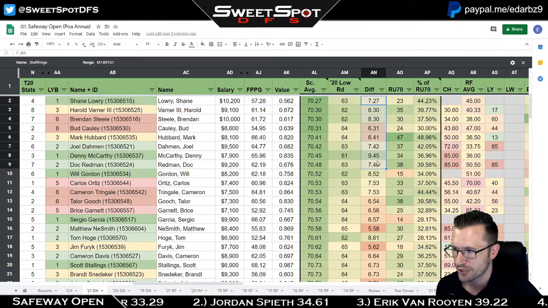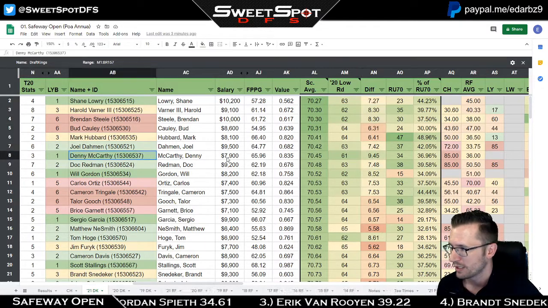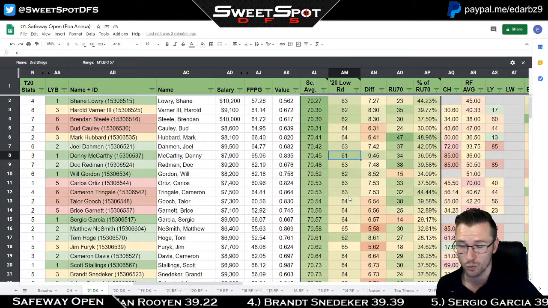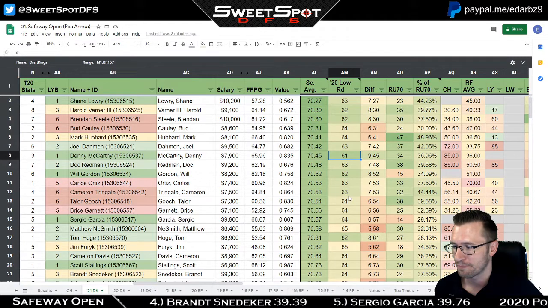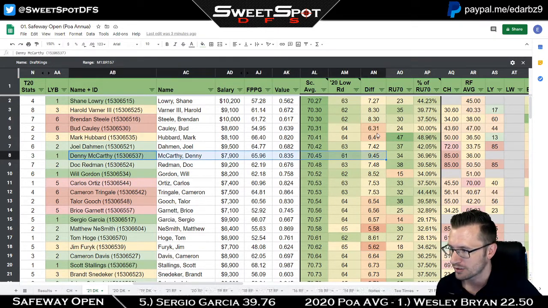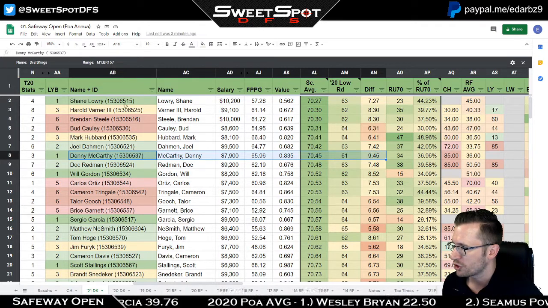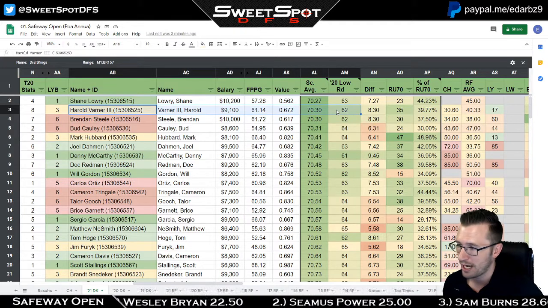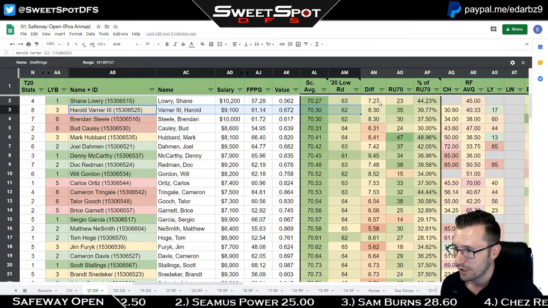I want that to be low as well. I want this differential to be as high as possible. Like Denny McCarthy has the possibility of going really low. And that's something I would be looking for in this. So I guess your notable golfers, Shane Lowry, I like quite a bit. A lot of people like Harold Varner III. I don't blame them. Pretty good differential.